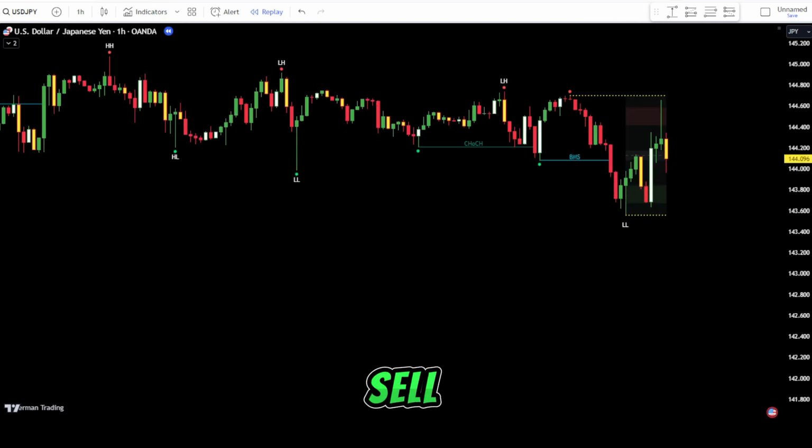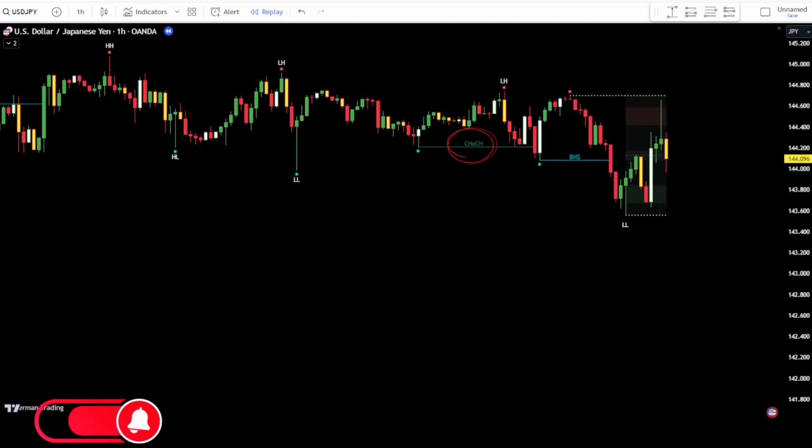How to place a sell order. 1. If there is a trend change from bullish to bearish, pay attention to the change of character signal from the Smart Money Concept Expo indicator. 2. Wait until the price candlestick breaks the bearish market structure, marked by the appearance of the bearish break market structure or BMS signal.